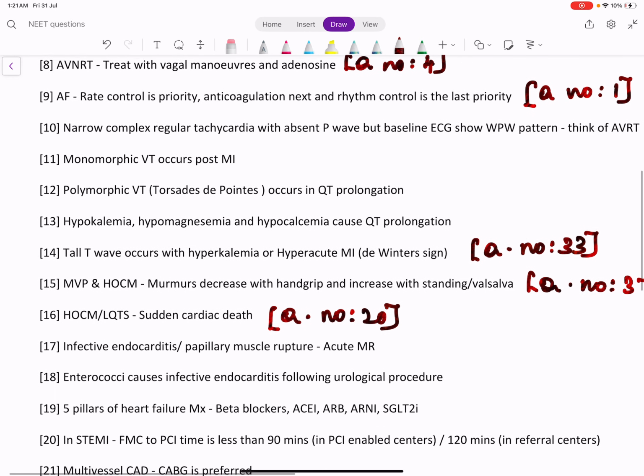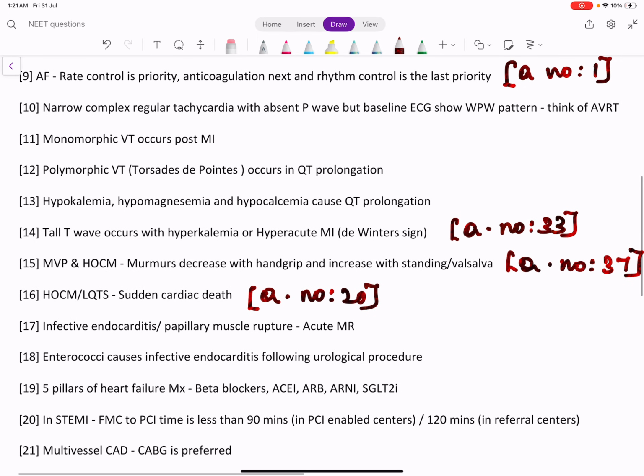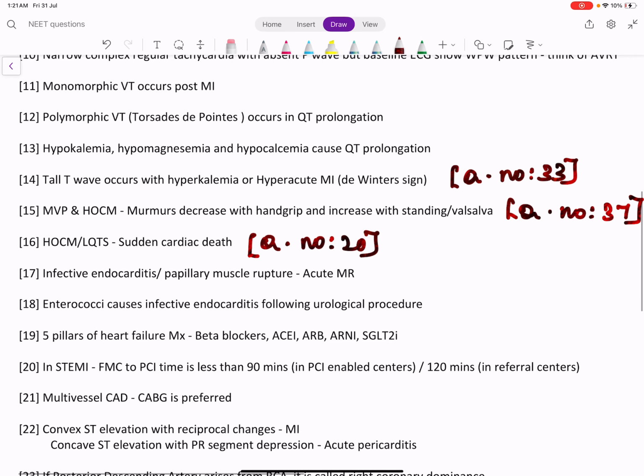Monomorphic VT occurs post MI. Polymorphic VT, that is torsades de pointes, occurs in QT prolongation. Hypokalemia, hypomagnesemia, hypocalcemia, all these things cause QT prolongation, plus many drugs cause QT prolongation. Congenital long QT syndrome causes QT prolongation. QT prolongation leads to polymorphic VT.